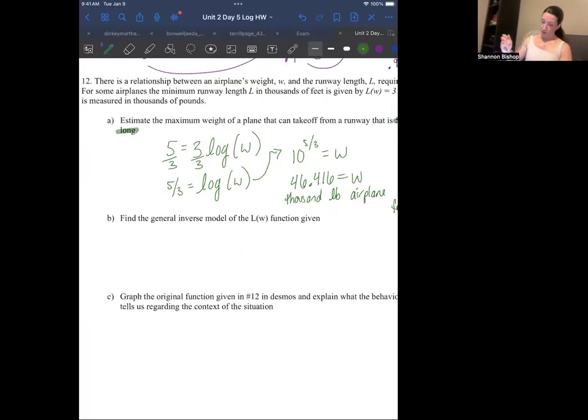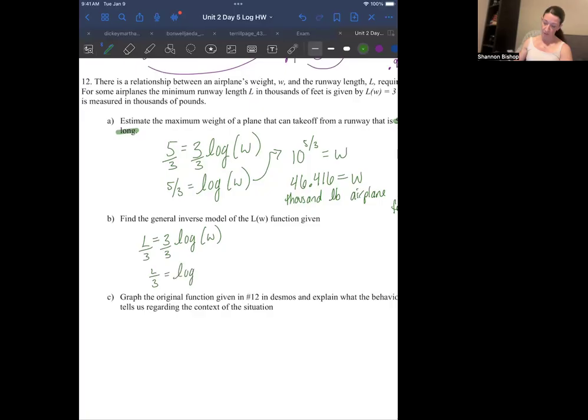Okay, part B, general inverse again. So the first thing we're going to do is just rewrite it. I'm going to drop the function notation of L of W. Just put L equals 3 log W. Inverse operations, divide both sides by 3. So L over 3 equals log of W.